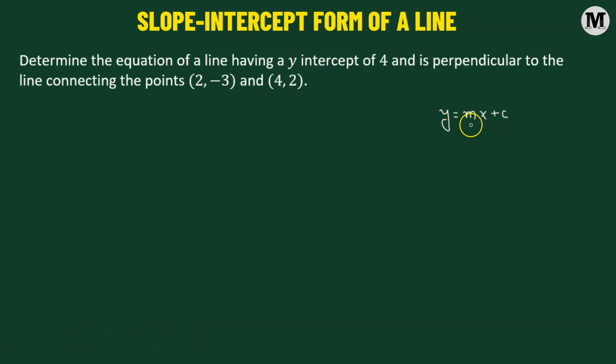Here m is the slope of the line and c is the y-intercept of the line. In our case, the y-intercept value is given to us. It's given that the line has a y-intercept of 4. So let's write it down. Given the y-intercept value, which is c, it's 4 units.